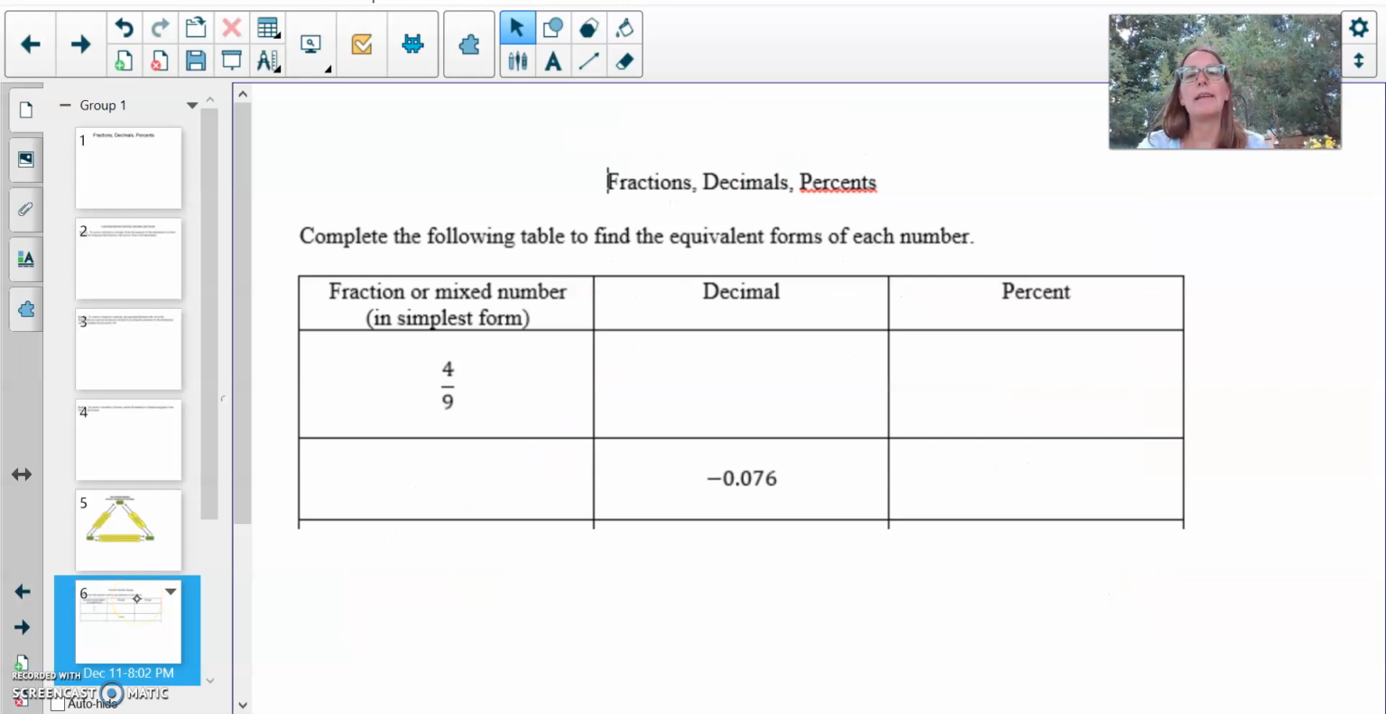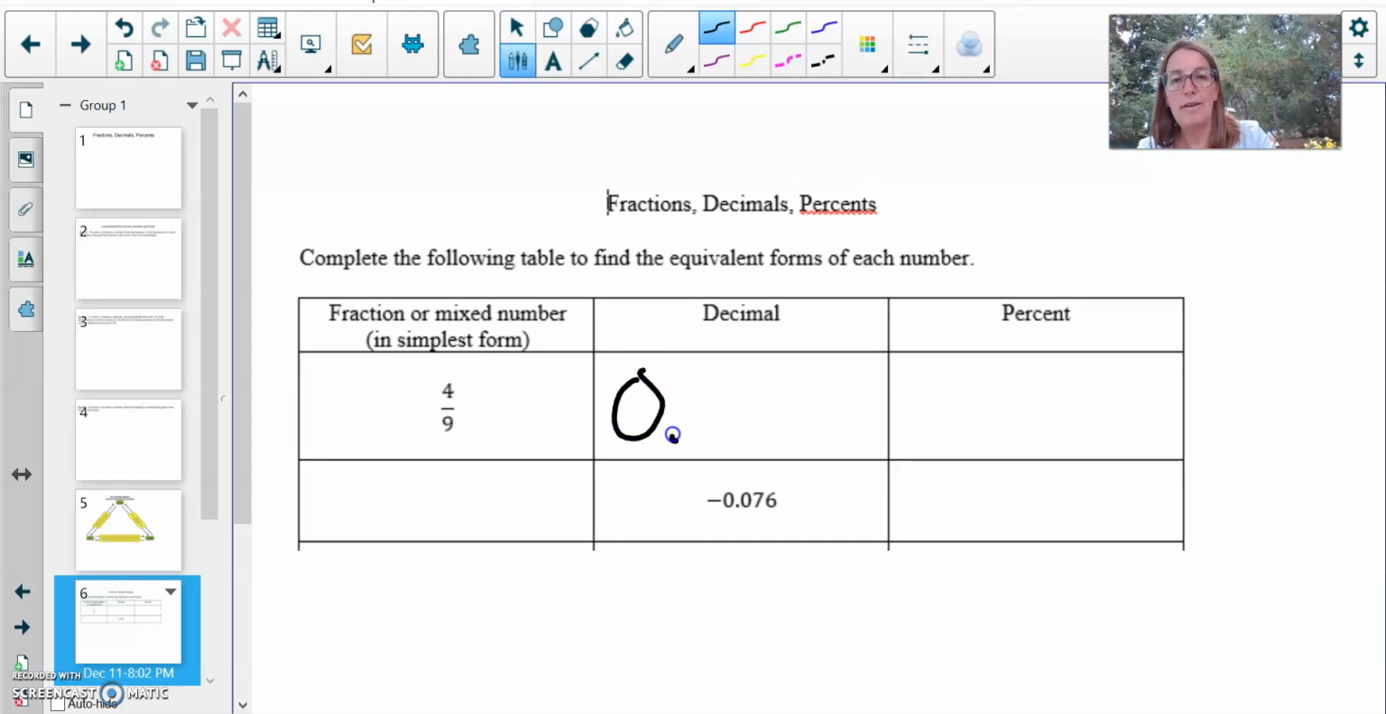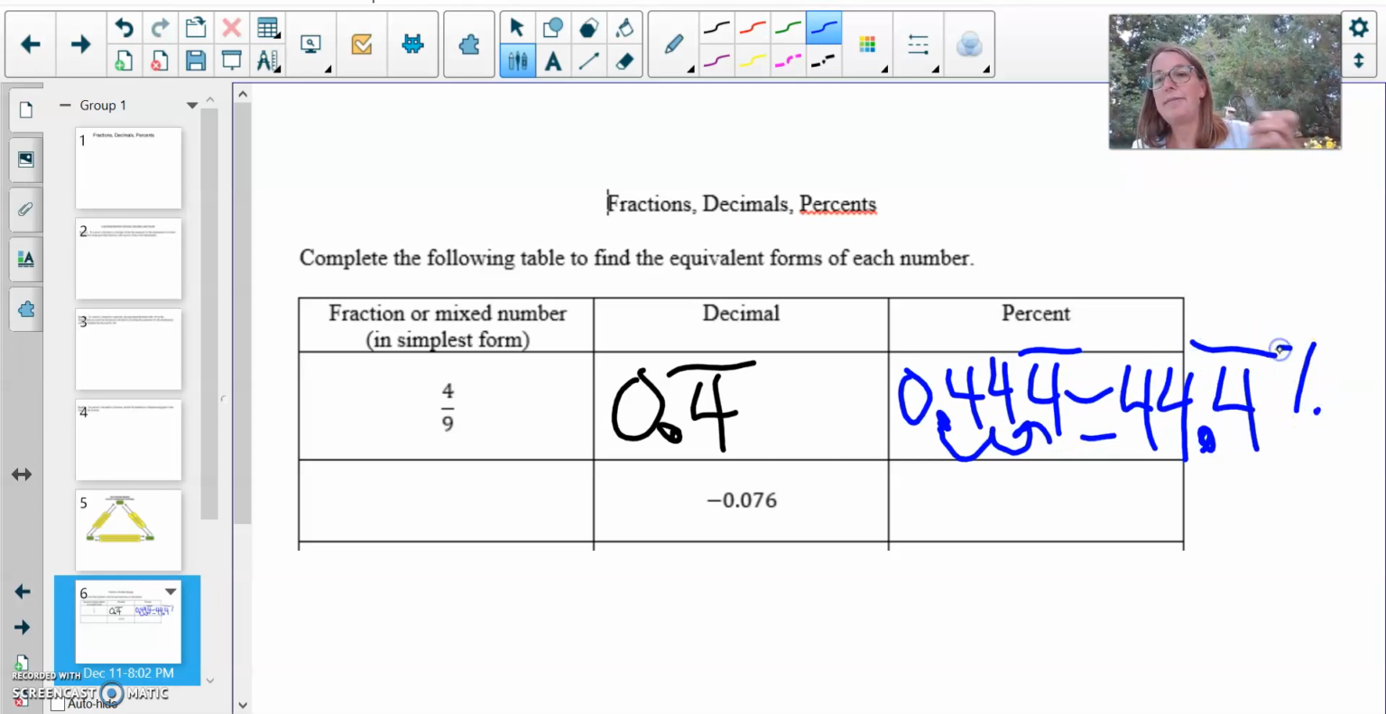Complete the following table to find the equivalent form of each number. 4/9. So I'm using my calculator, and on my calculator, remember that fraction line means division. So I'm dividing 4 by 9. I get a repeating decimal, so I get my answer, 0.4 repeating. Now that I have that decimal, I can move my decimal point 2 places to the right to get my percent. So if I write it out a little, I'm moving my decimal 2 to the right, so I get 44 and 4/10 repeating percent.